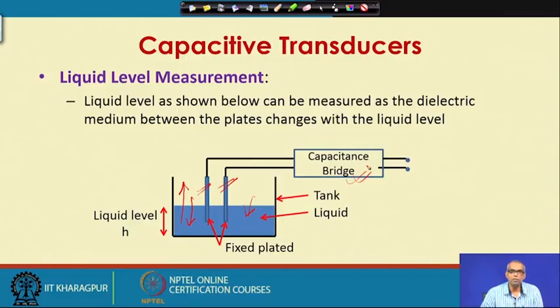In case of liquid level measurement, we make use of the relationship between the change in capacitance and the change in dielectric medium, because here the distance between the two plates is fixed. So, it is the dielectric medium that changes between the plates as the liquid level changes. So, capacitive transducers can be very good liquid level measurement devices, and it is a very common liquid level measuring instrument.